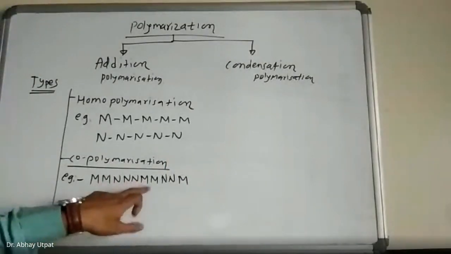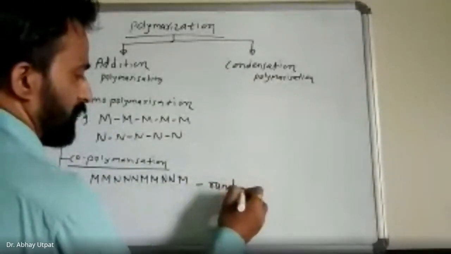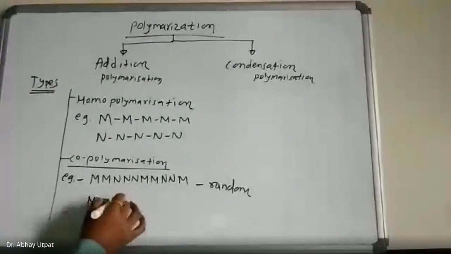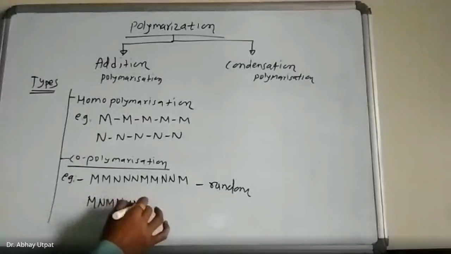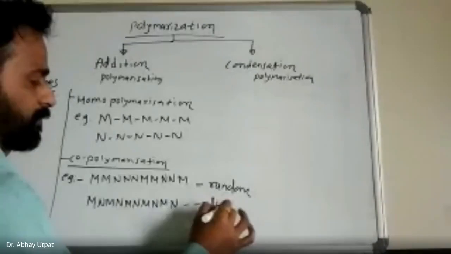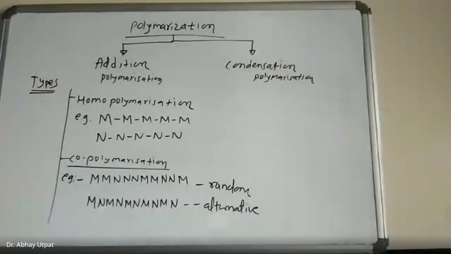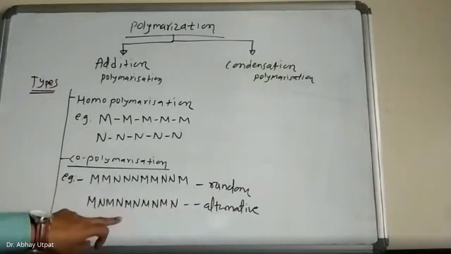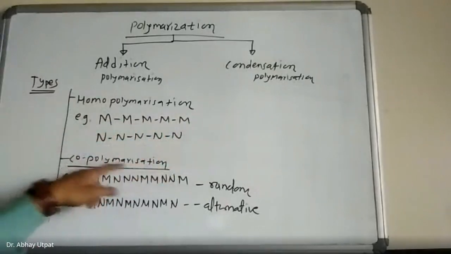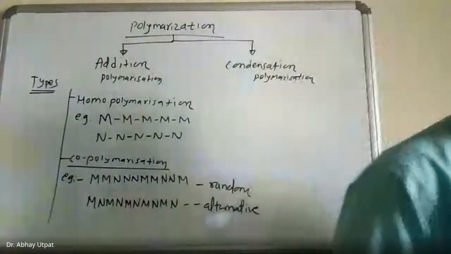Now this is random. It may be alternative as well: M, N, M, N, M, N, M, N. It is an alternative chain. So this is a random chain, this is an alternative chain. Homopolymerization means single unit, MMM or NNN. Copolymerization means two elements are joined together, either alternatively or randomly.